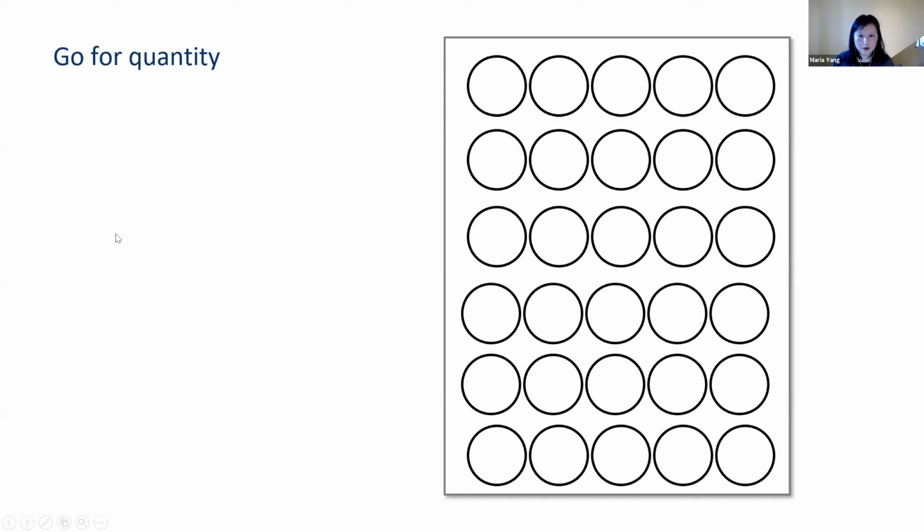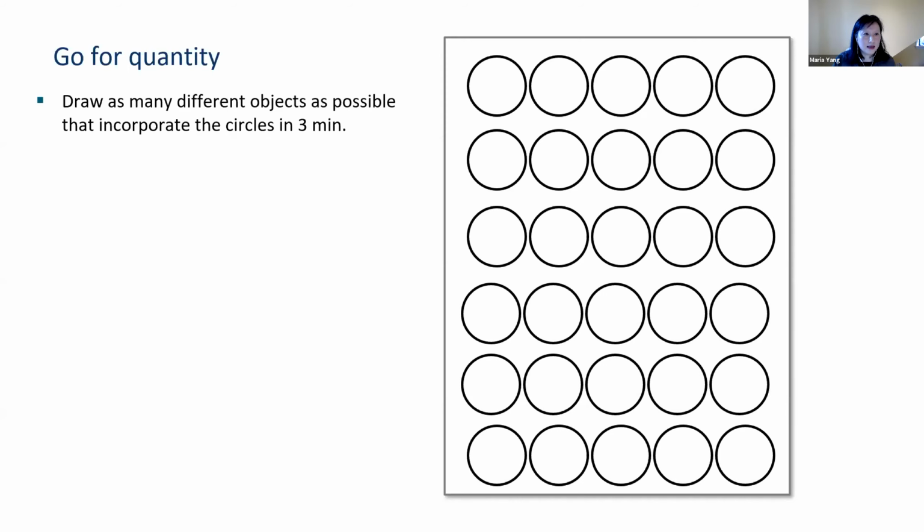So you have your sheet, and what I'm going to do is, don't do it yet, but I'm going to have you draw as many different objects as possible that incorporate the circles. And I'm going to give you one right now, just so you can see what I mean. So for example, I'll do one object here, which is I'm going to draw a smiley face. And so you can't do the smiley face because it has to be different than that one, but use the circles in some way to make objects.